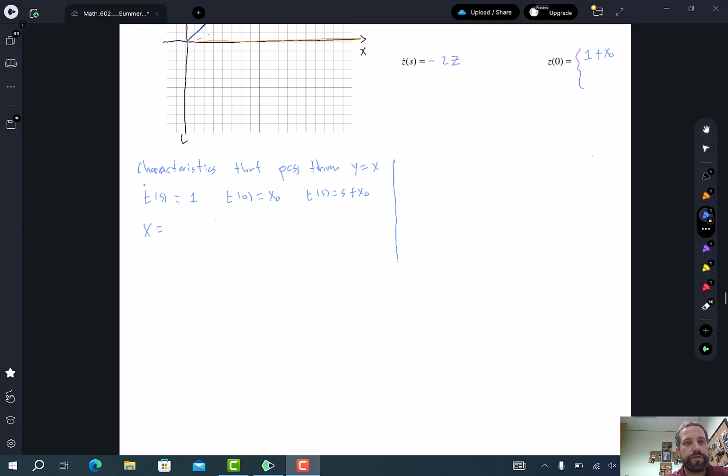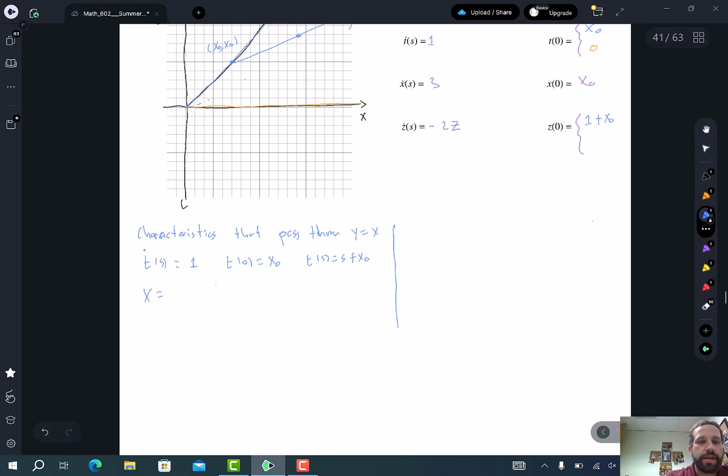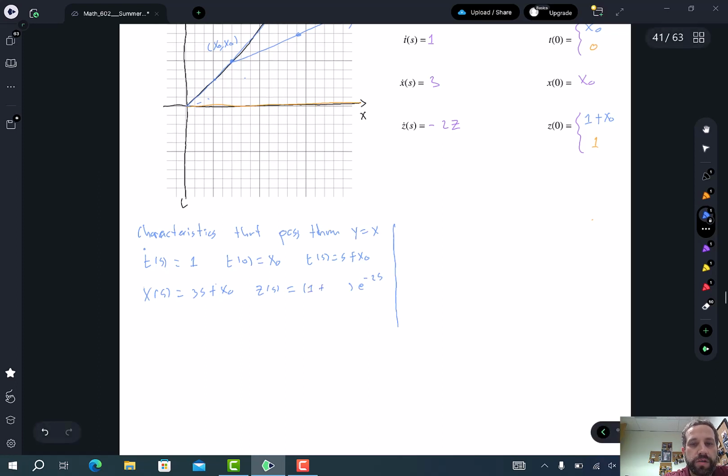Okay, I forgot where I left off because my pen stopped working again, but I think I was doing x. So x of s, if I'm on the t equals x line, is going to equal 3s plus x naught. And then z of s is going to be equal to z naught times e to the minus 2s. But if I'm starting on the t equals x line, z naught is equal to 1 plus x naught.